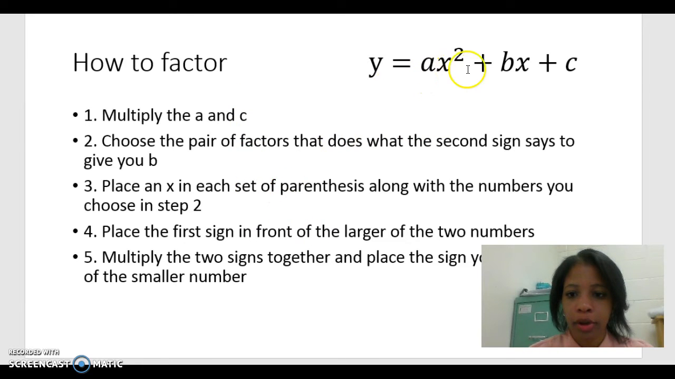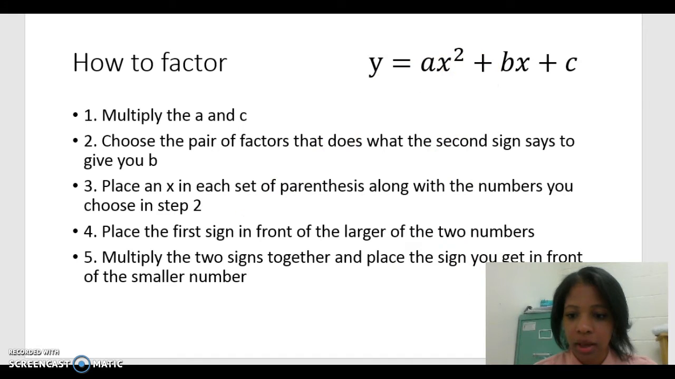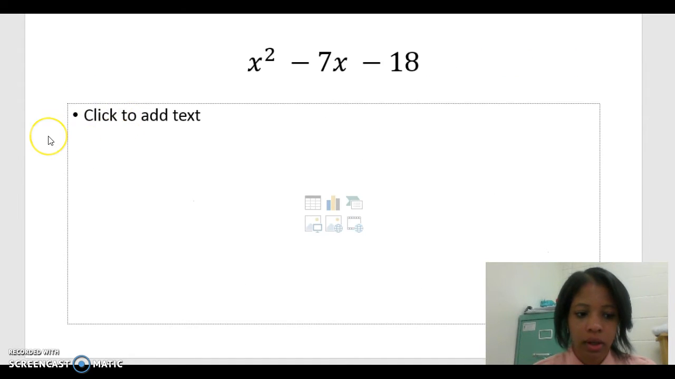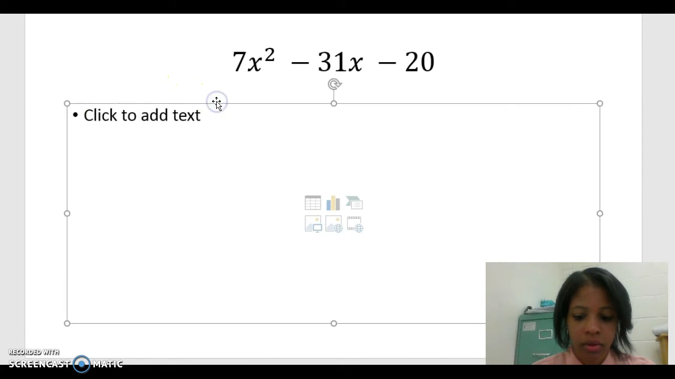Okay? You put your first sign with the largest number and multiply the two signs together, and that's going to go in your other set of parentheses. Alright, so I'm going to do one more example and then we'll be finished. I'm going to do one with a number in front.